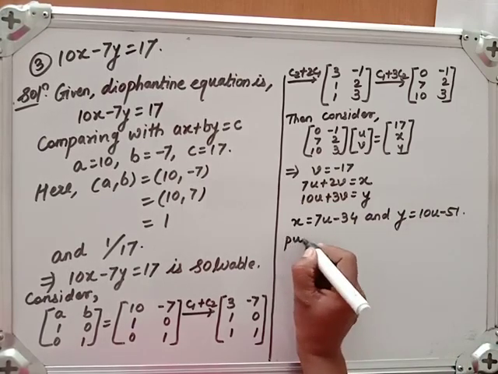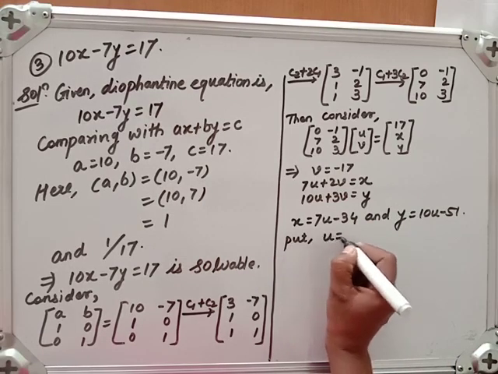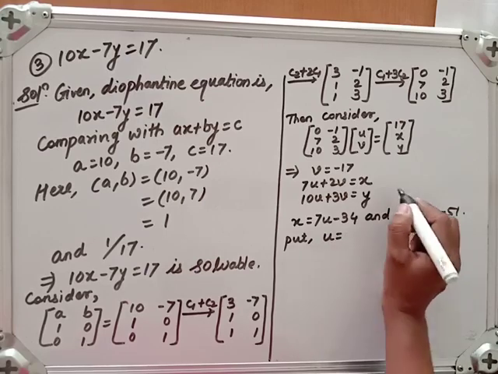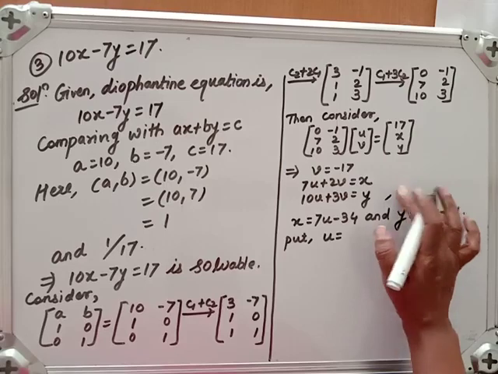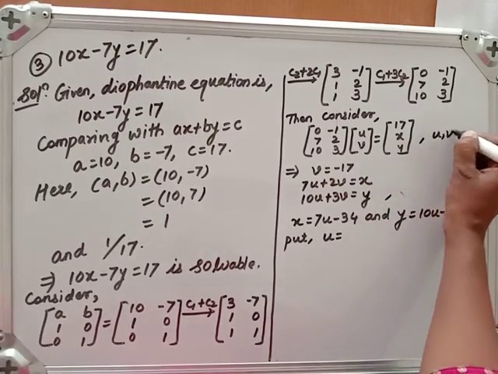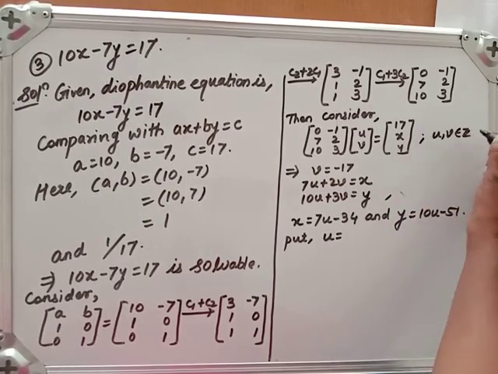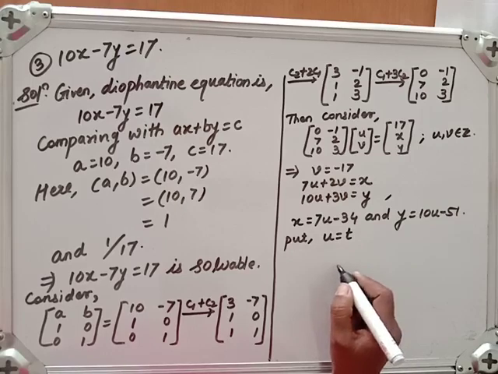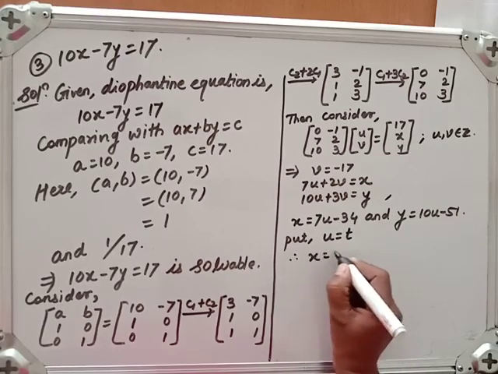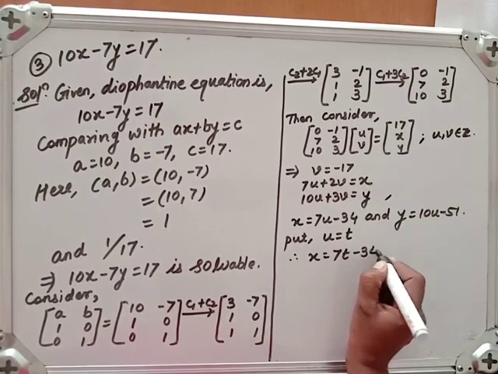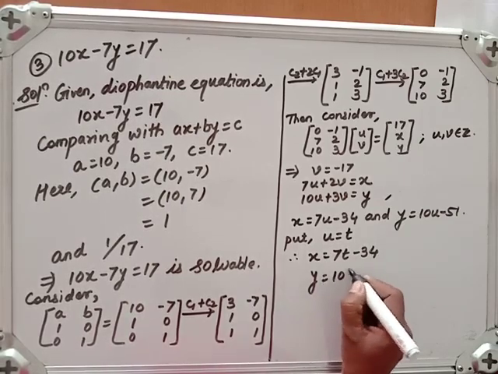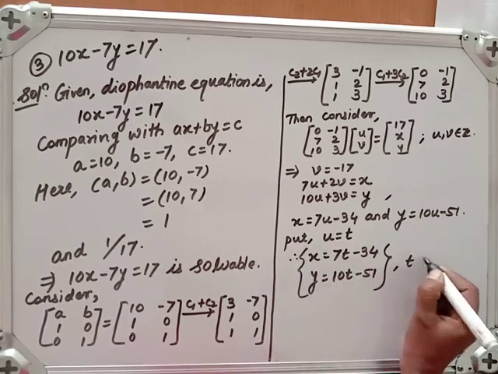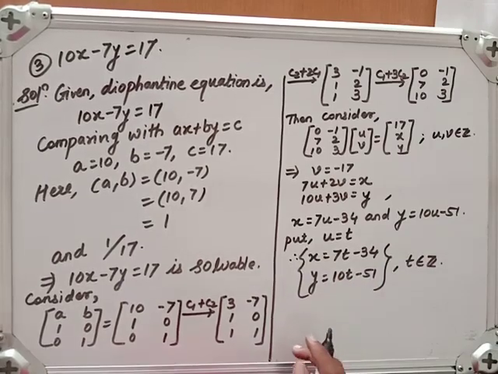So let's put u equal to t. Here, u and v are in the set of integers. Therefore x is equal to 7t - 34 and y is equal to what? 10t - 51. This is a solution. Here t also belongs to what? Set of integers.